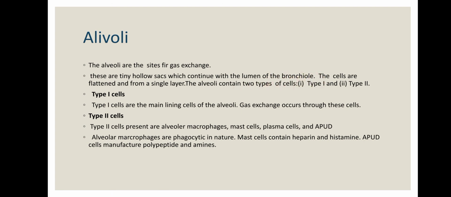The cells are flattened and form a single layer. The alveoli contain two types of cells: type 1 cells and type 2 cells. Type 1 cells are the main lining cells of the alveoli. Gaseous exchange occurs through these cells. So type 1 cells are the lining cells of the alveoli.